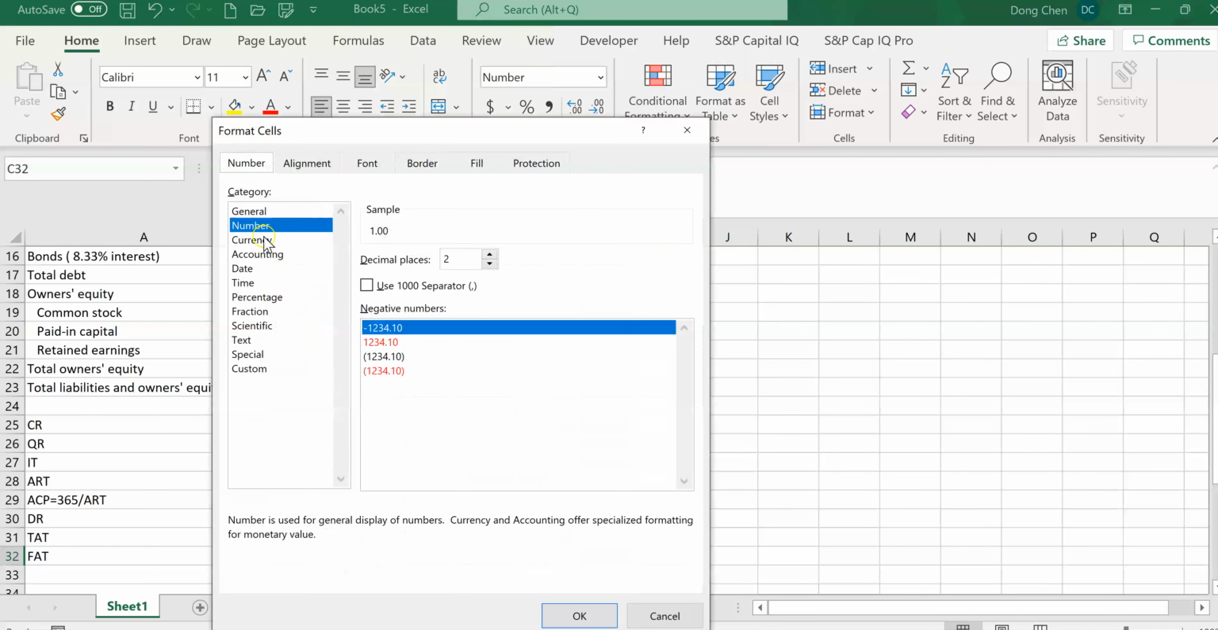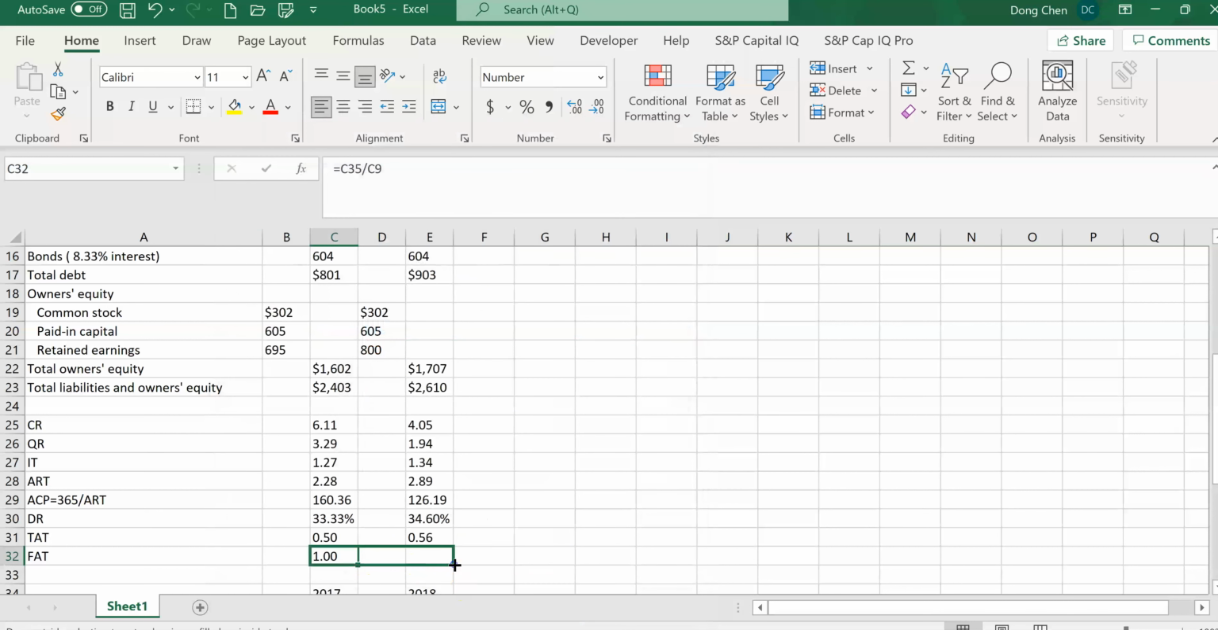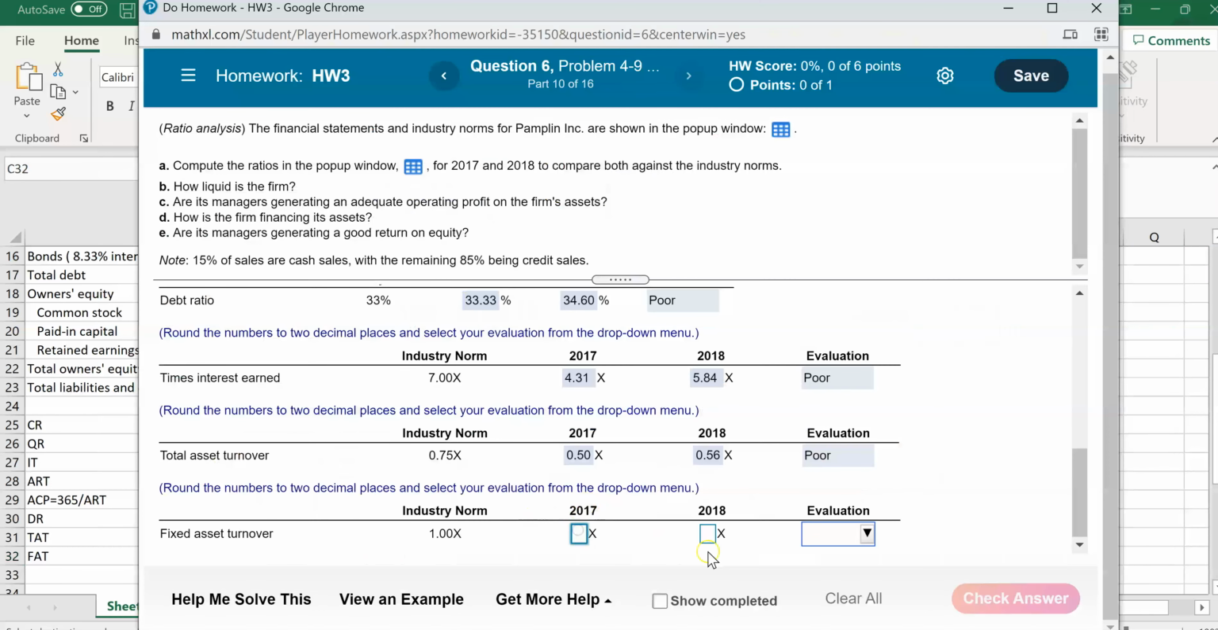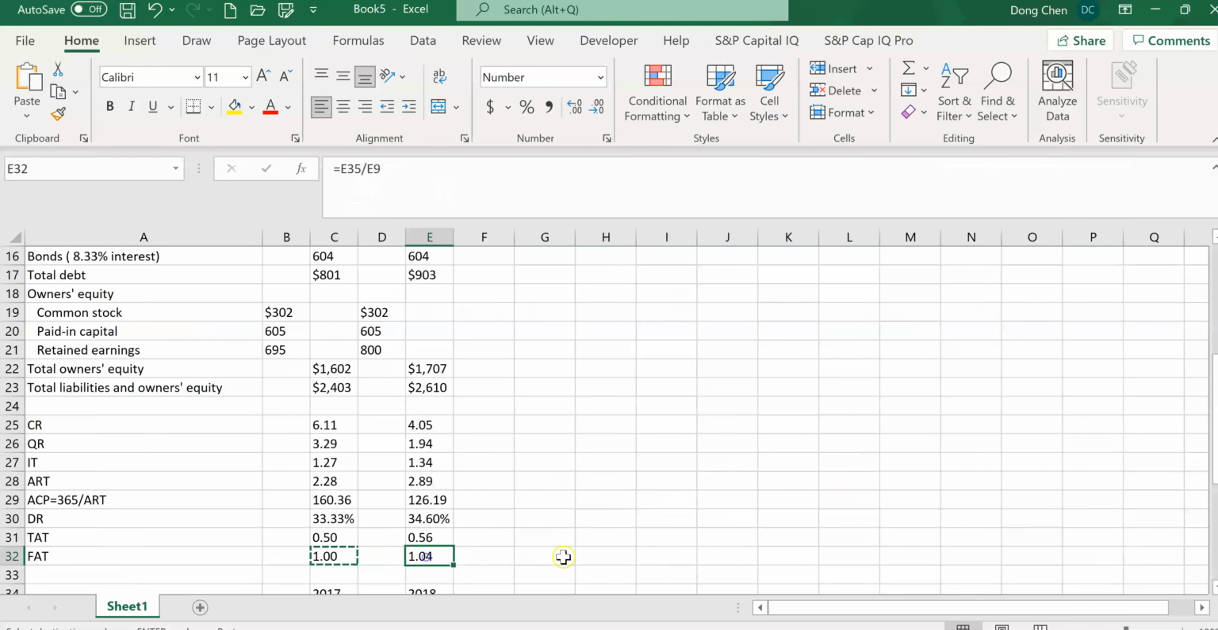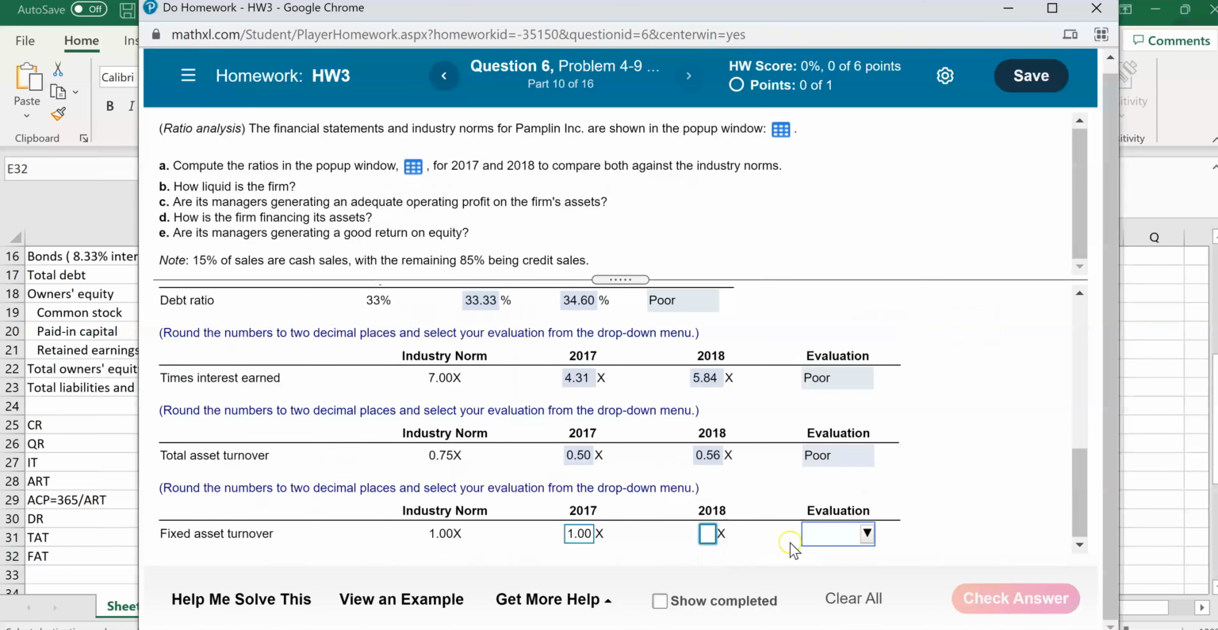Format and keep two decimal places, and extend that to the other year. We can see one of these numbers is the same as the industry norm, but the other one is improving. So fixed asset turnover, actually, this is satisfactory.